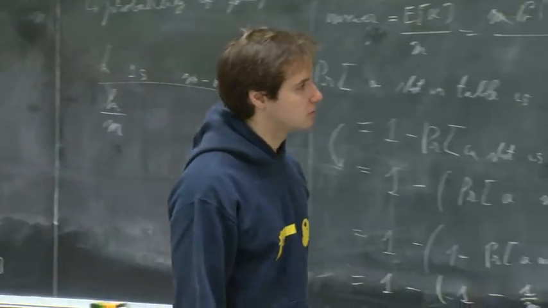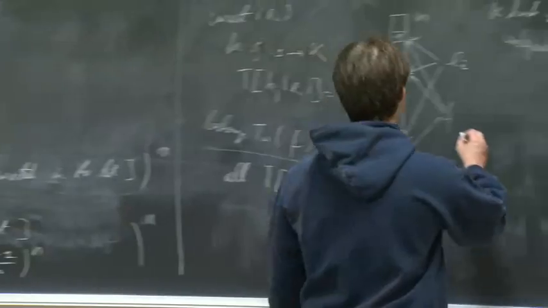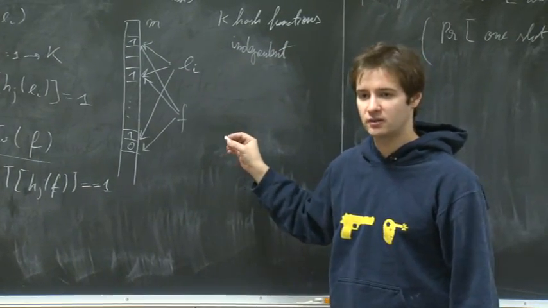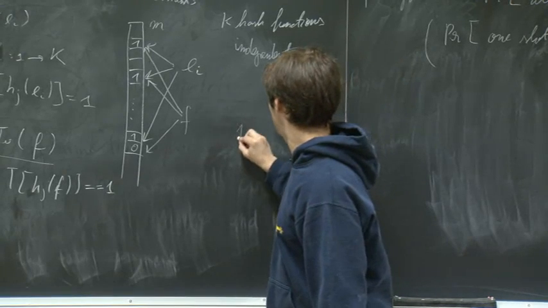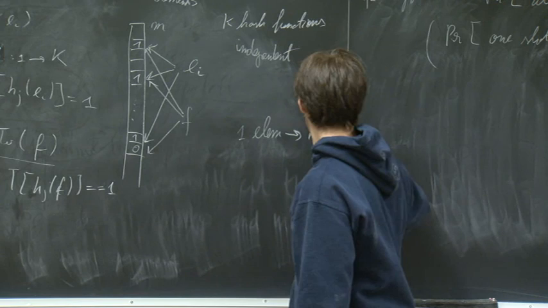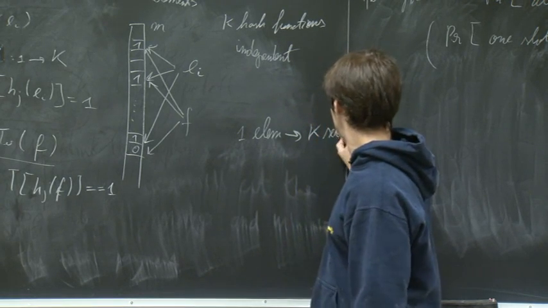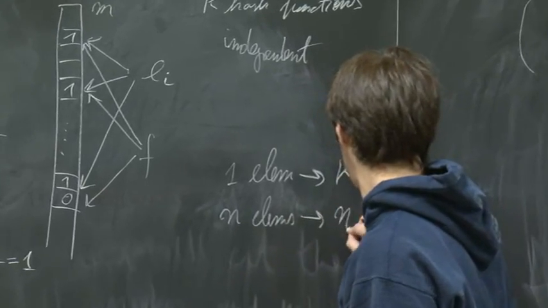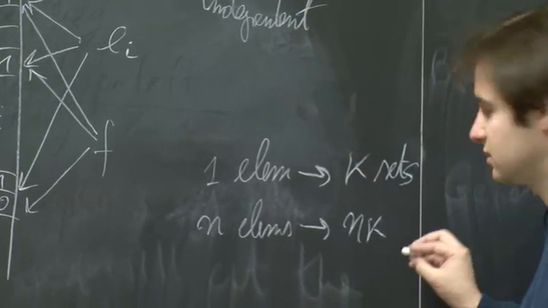Yeah, pretty much. So here for every element, we hash it through all the k functions and set the corresponding bits to 1. So one element generates k set operations. And we have n elements total. So we set nk bits to 1.